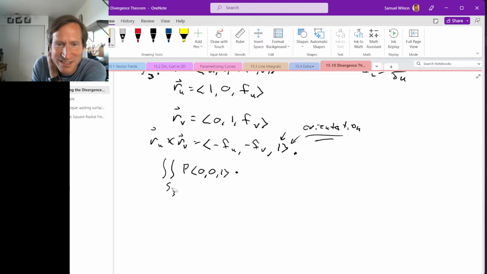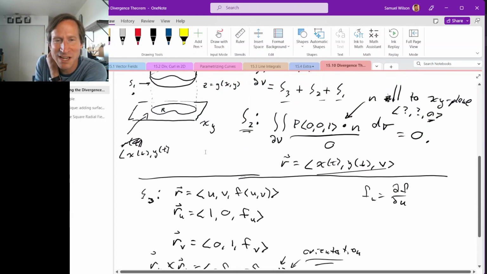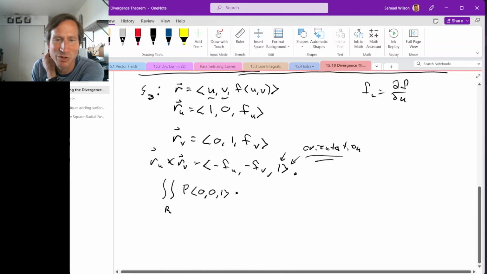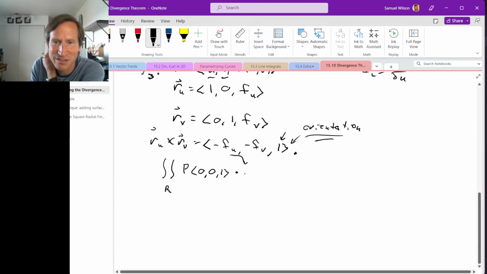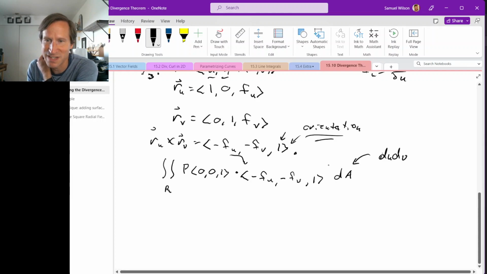So we're parameterizing this integral. So we need to be integrating over the region in the xy plane, since the xy plane is the same thing as the uv plane because we're using the graph parameterization. So the region in the uv plane is the same as the region in the xy plane. So we're integrating over r. And this is where we put this cross product: (minus f sub u, minus f sub v, 1), and then dA. dA here is du dv, so the area element in the uv plane.